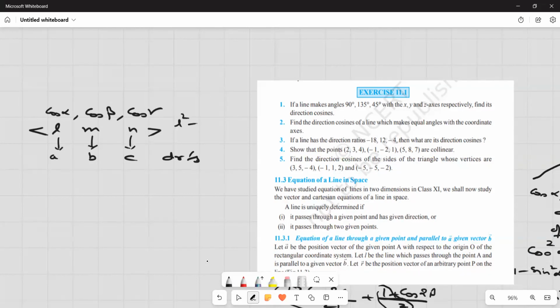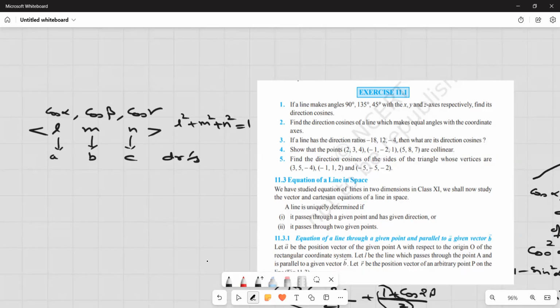Here l square plus m square plus n square is equal to 1, but that is not applicable on DRs. DRs are just multiples. For example, because l square plus m square plus n square is 1, if 0, 0, 1 is the direction cosines, then you can say 0, 0, 3 are the direction ratios. Clear? Direction ratios are the multiples of the direction cosines.